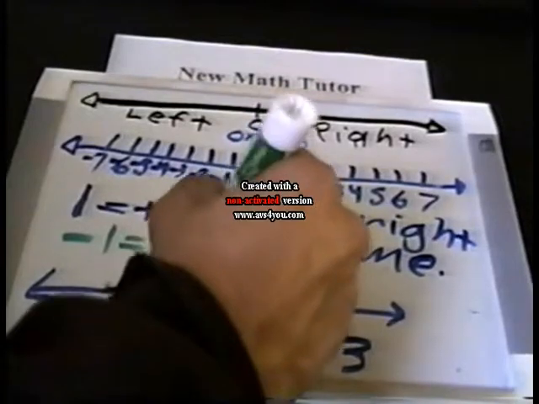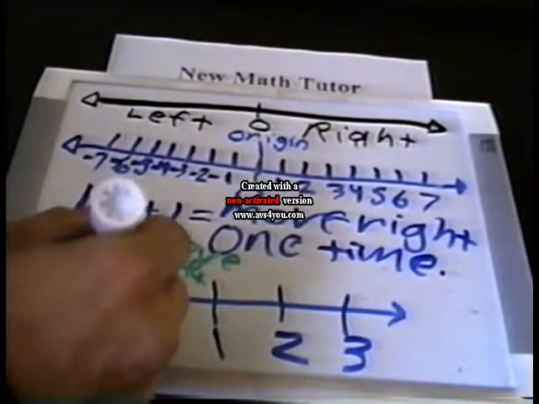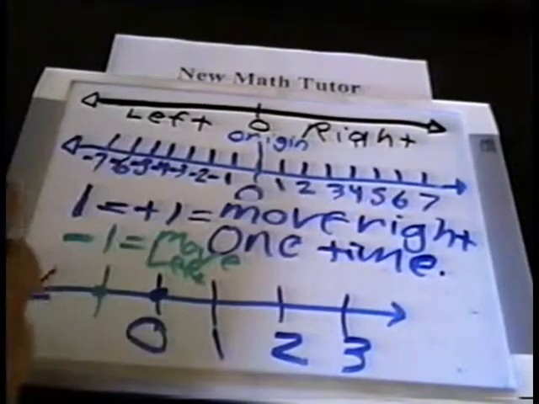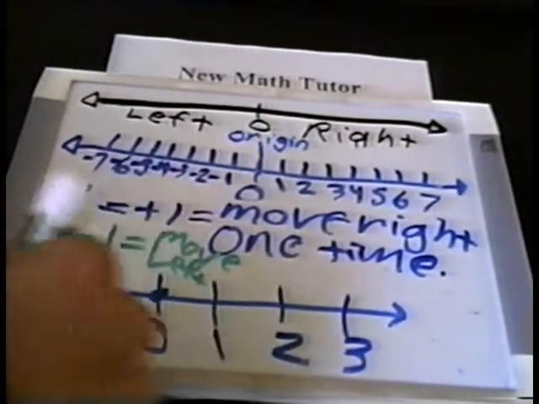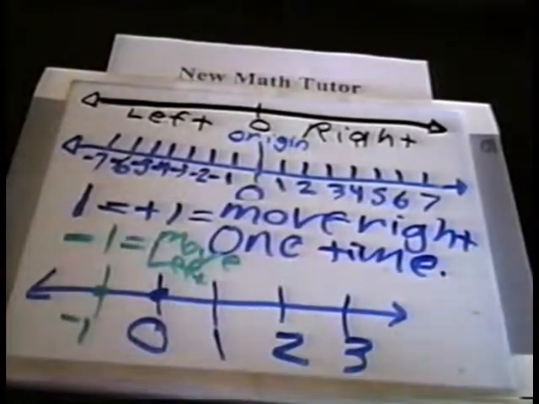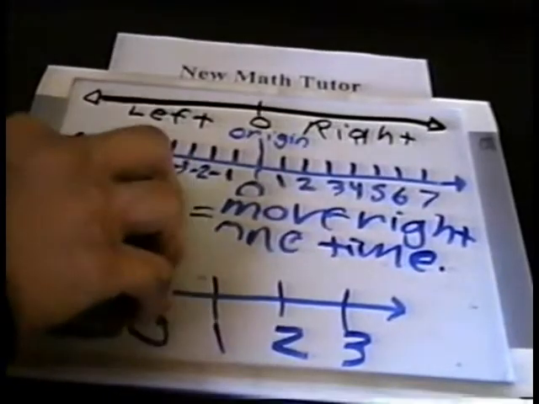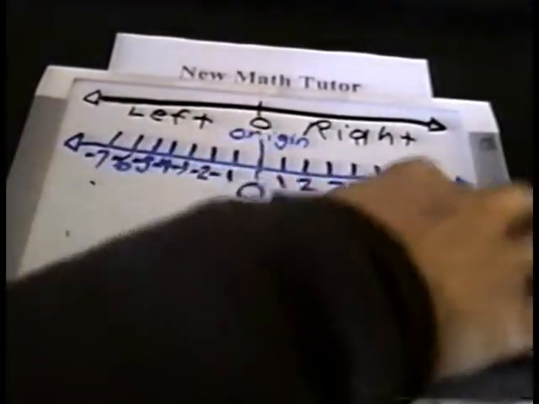For example, if I had -1, that would mean move left. So if I had -1, this is where your -1 would be. Move left 1 time.